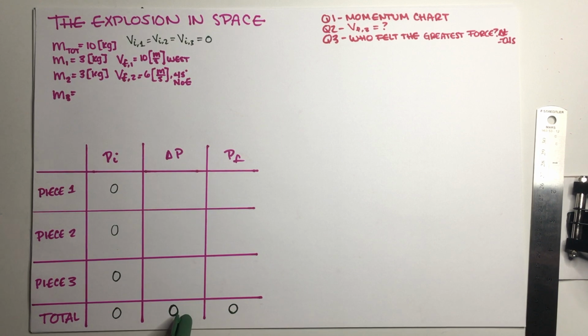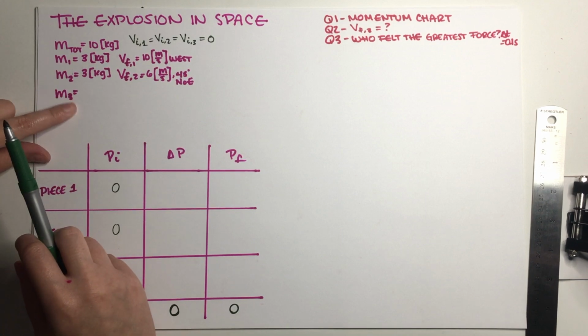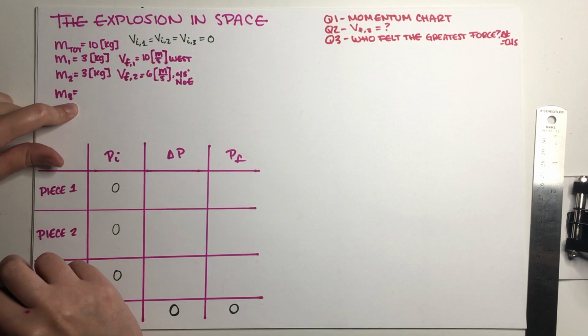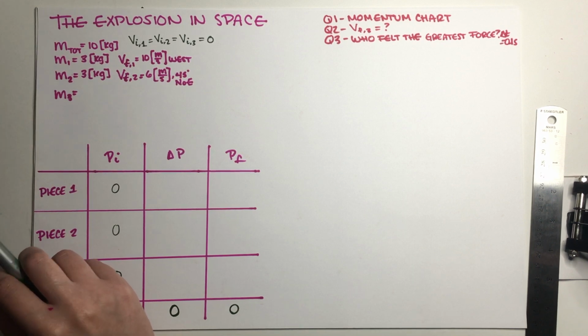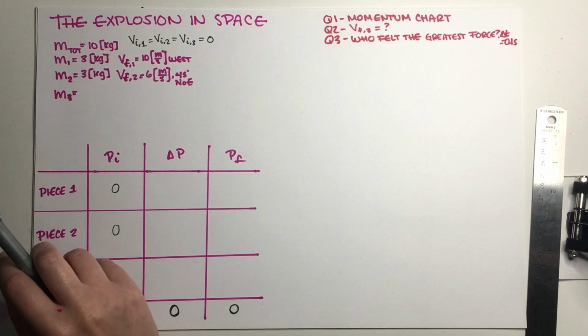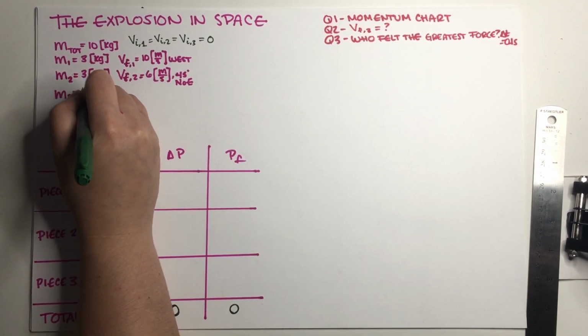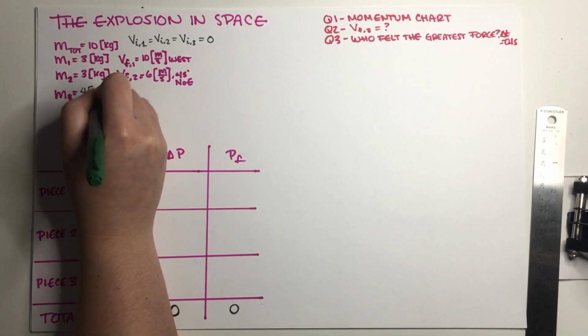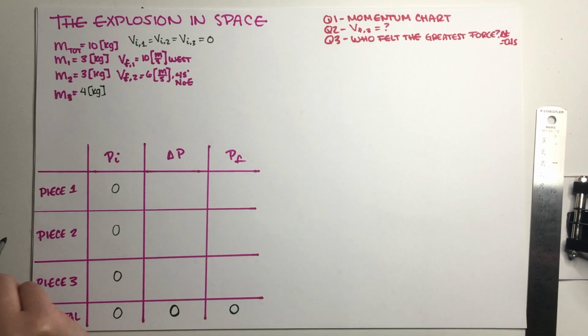So now we actually have to calculate some numbers. We do have some masses and some velocities to work with. First of all, even though we were not explicitly told what the mass of the third asteroid is, we were given masses 1 and 2 and the total mass, which means we can very easily figure it out. It's going to be a mass of 4 kilograms. So we have 3, 6, 10 kilograms total.